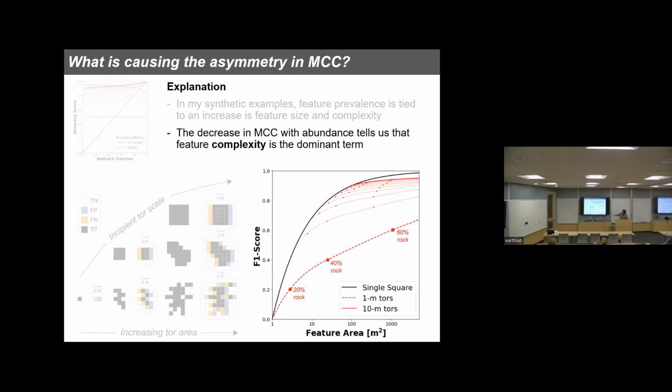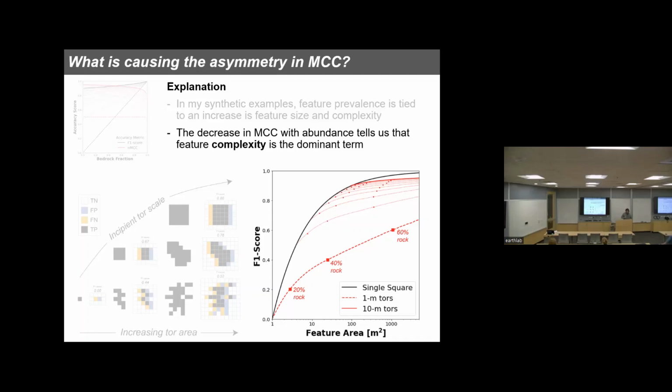Basically, this plot is showing the average feature error of my synthetic examples, with F1 score on the y-axis, and the gradient going from my 10-meter tours, which are doing better than my 1-meter tours that are down at the bottom. And then I've marked the points of where we sit in that abundance space. So you can see the first point is 20% rock, the second point is 40% rock, the third point is 60% rock, and it's marked on all the lines.